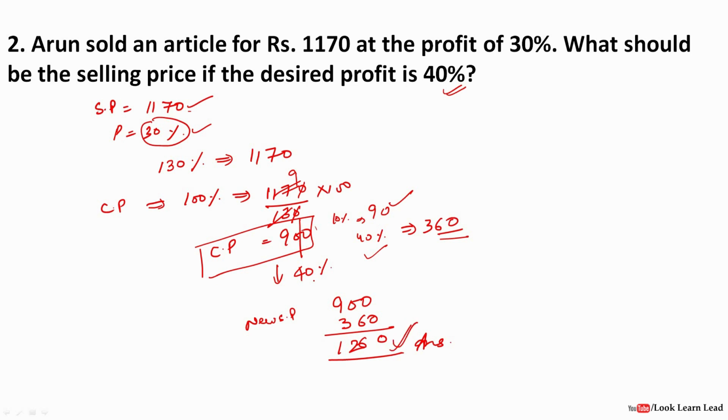Cost price was 900, profit was 40% on the cost price. So 40% of cost price is 360. So this is the profit. Okay, selling price is cost price plus profit. So this is our selling price.